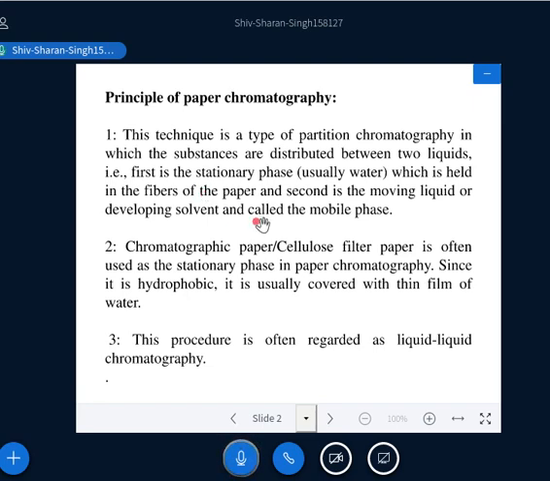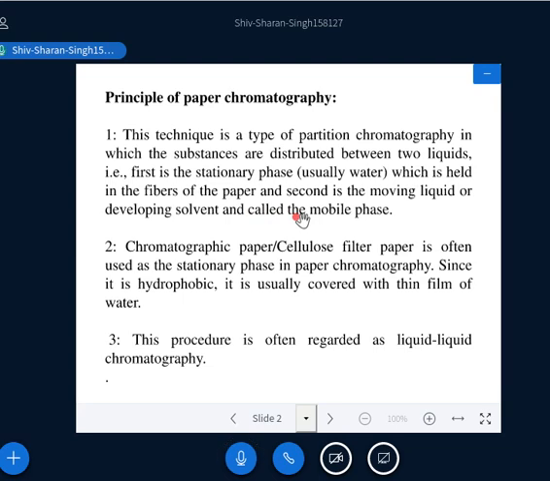First, this is under partition chromatography. Why? Because the molecules are separated at different positions, in different bands. So this is an example of partition chromatography, in which the first phase, which is responsible for the separation of biomolecules, is known as the stationary phase, the stable phase. Basically, it is a liquid, and it is the water, which is held in the fibers of the paper.